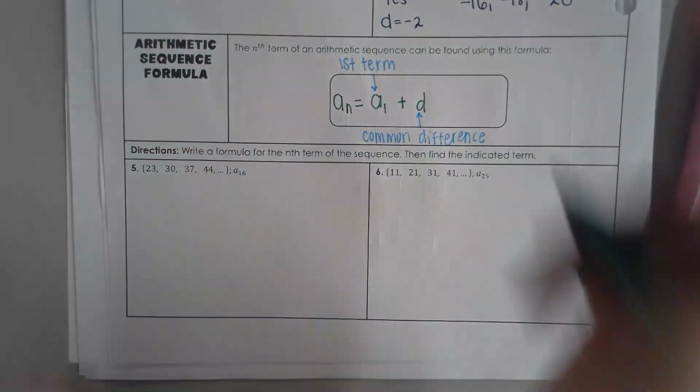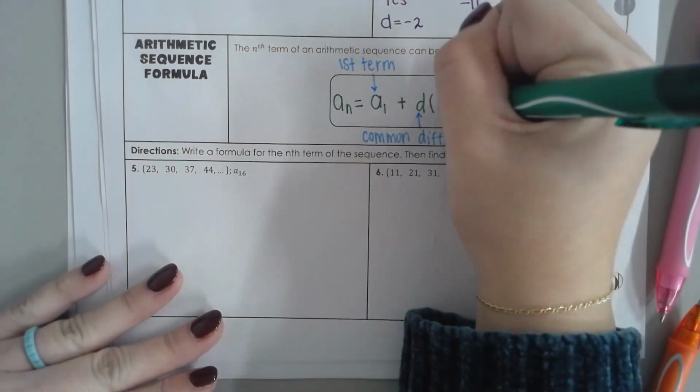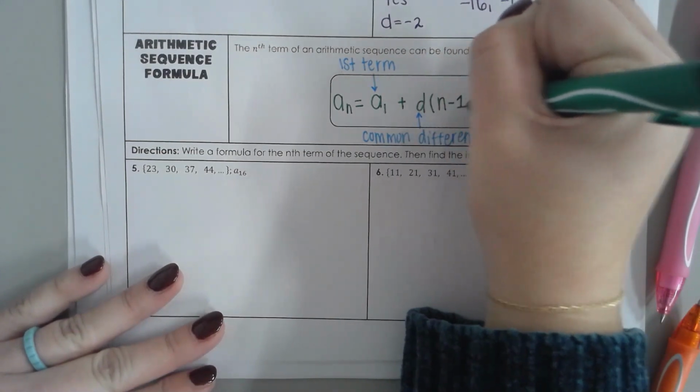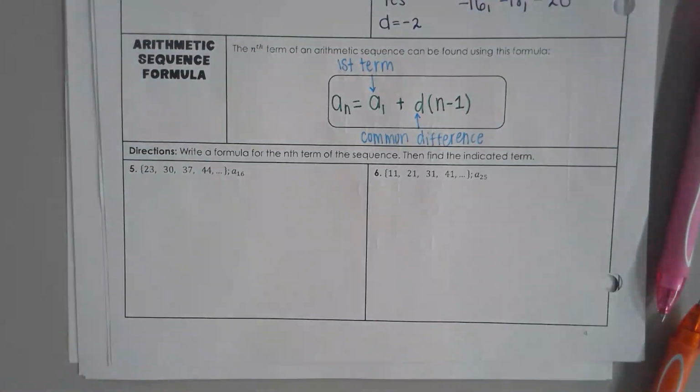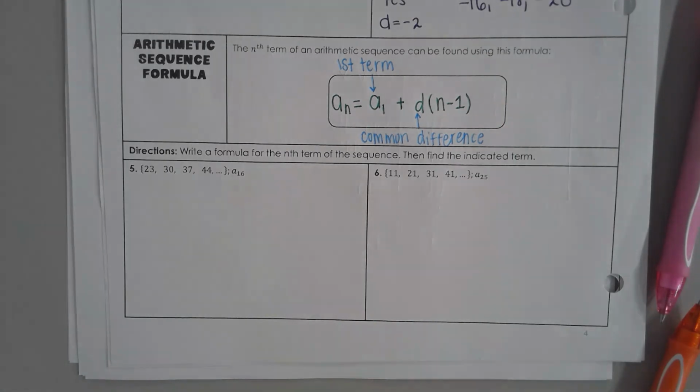And then beside that in parentheses, we do n minus 1. So when you are writing a formula, you basically have 2 things to plug in: the first term and the common difference. And then you'll have the formula that allows you to find any term that you want.